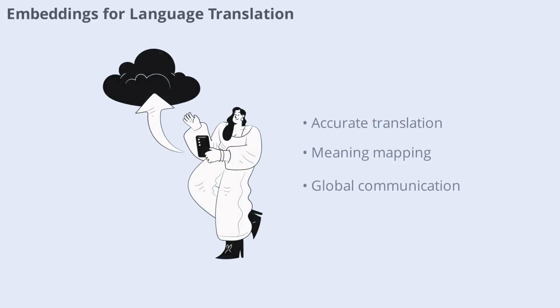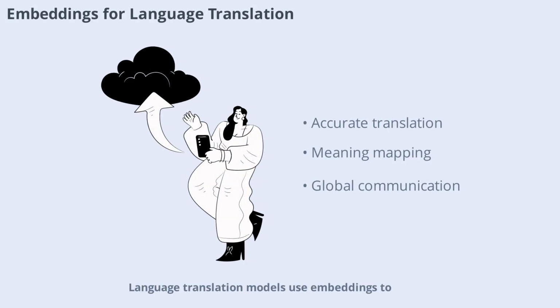Language translation models use embeddings to map words and phrases between languages. By understanding the meaning behind the text, these models can produce accurate and fluent translations, bridging communication gaps worldwide.